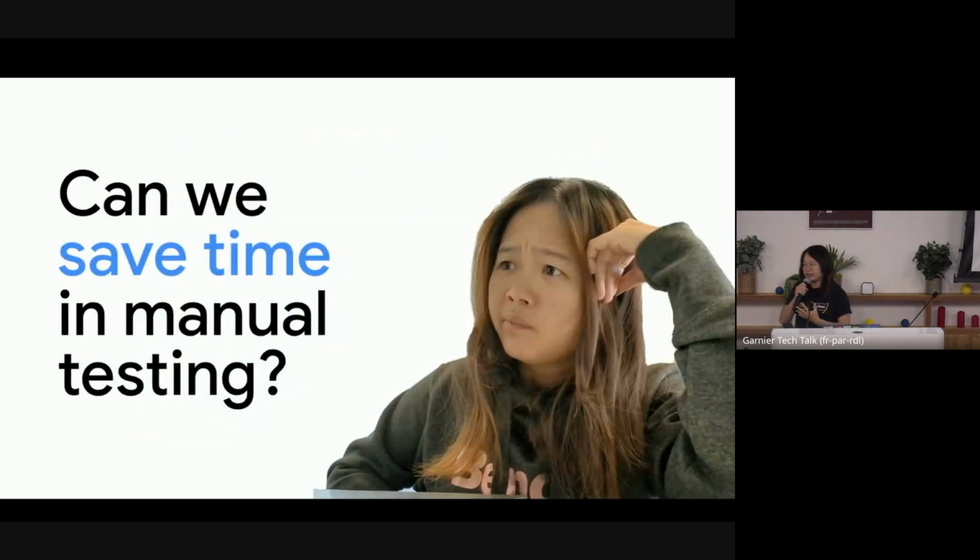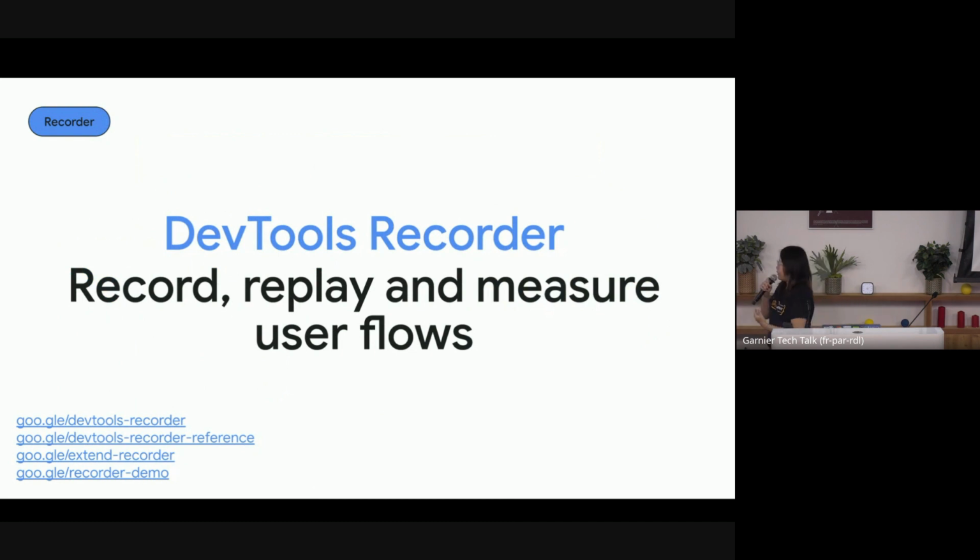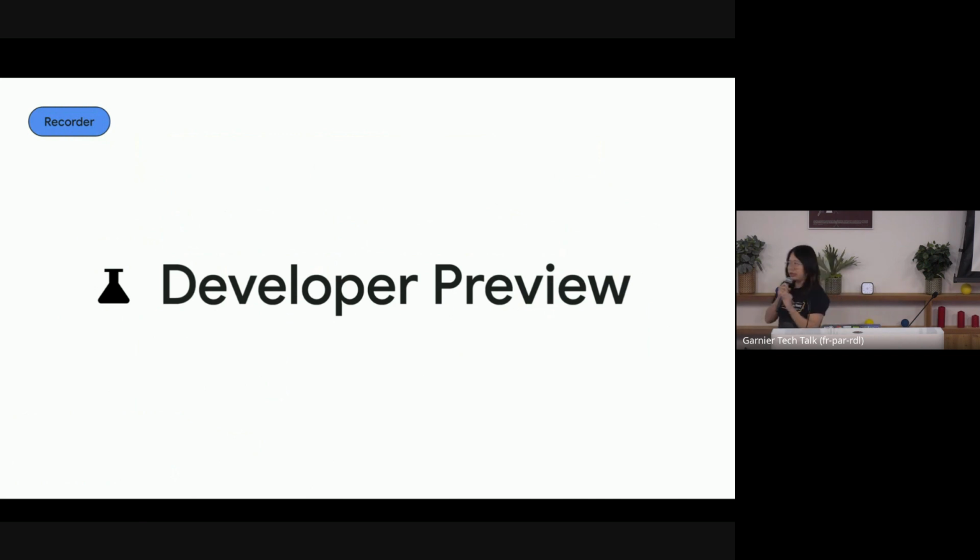So one of the things our team is thinking is: can we help you save some time in manual testing, if you are not going towards test automation yet, and then slowly bring you towards test automation? That's why we have this recorder built into DevTools, which you can use to record, replay, and measure user flow. This recorder panel is still in developer preview, which is why you can see an experimental icon there.